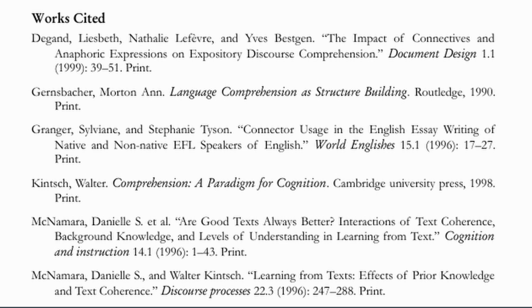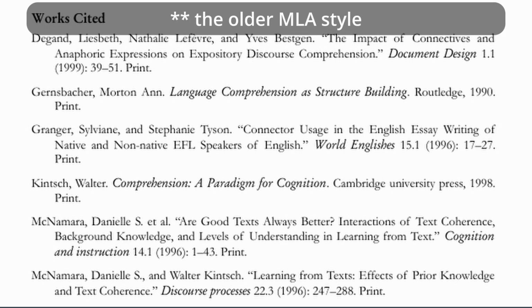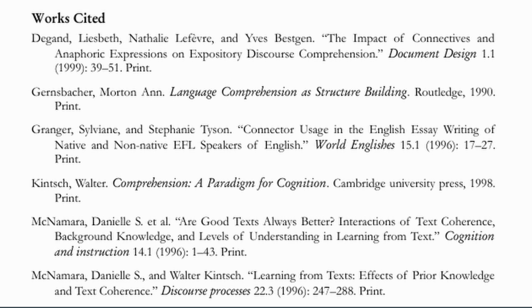Then you got the name of the journal, Document Design, in italics. 1.1, in the older APA, you would just put 1.1, meaning volume 1, issue 1, 1999 in parentheses, and then the page numbers. And in the older MLA, you had to specify if you're using a print version or an online version. That has changed in the newer MLA. You don't have to put that. Especially if it's a print version, you don't have to put print. Just the basic stuff.